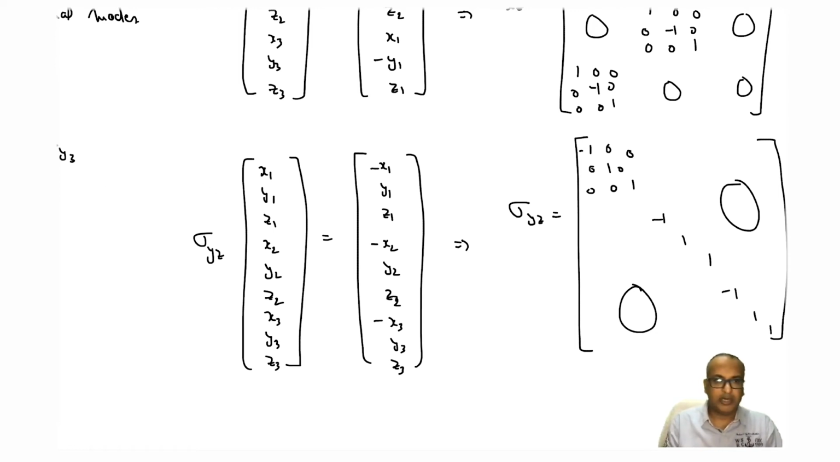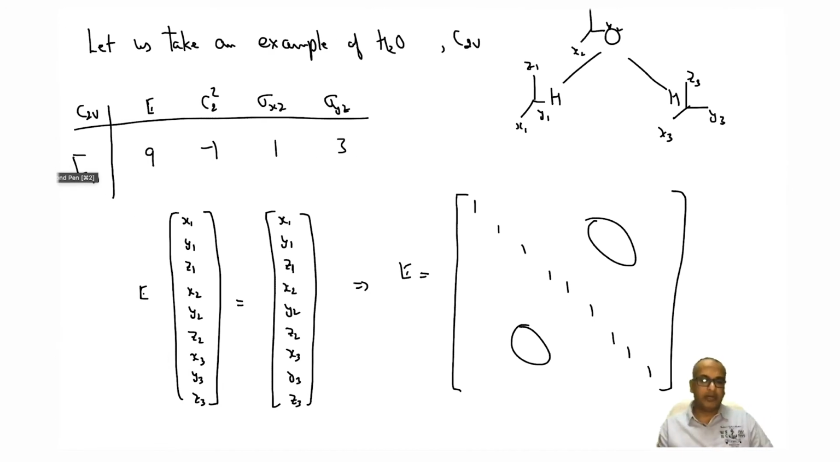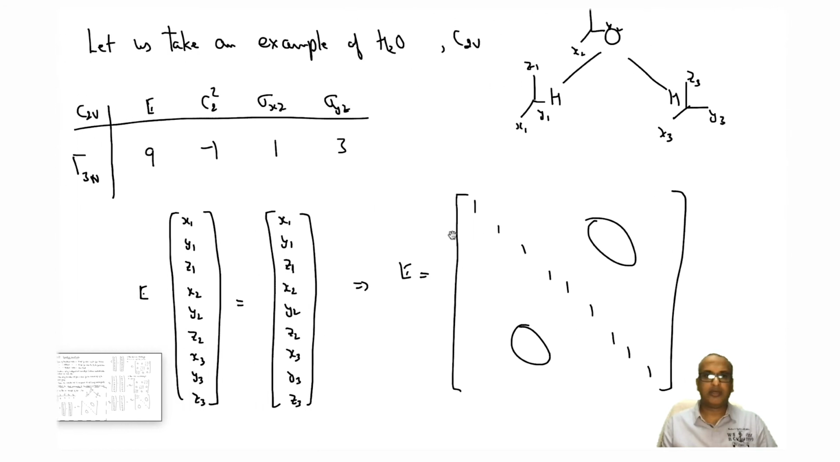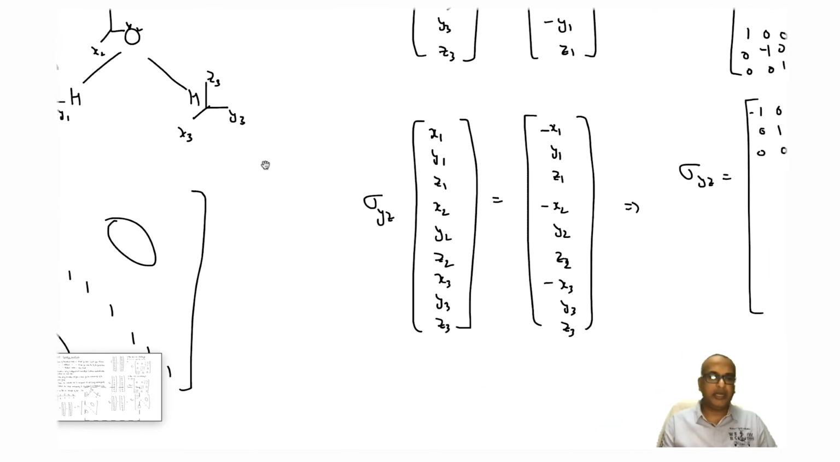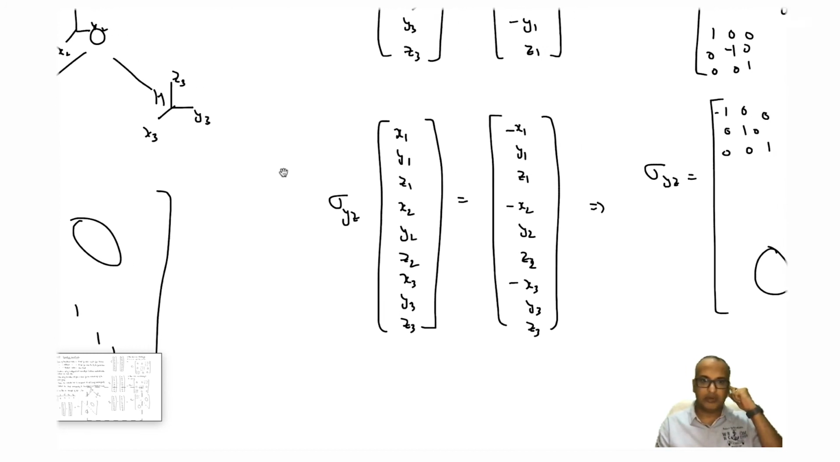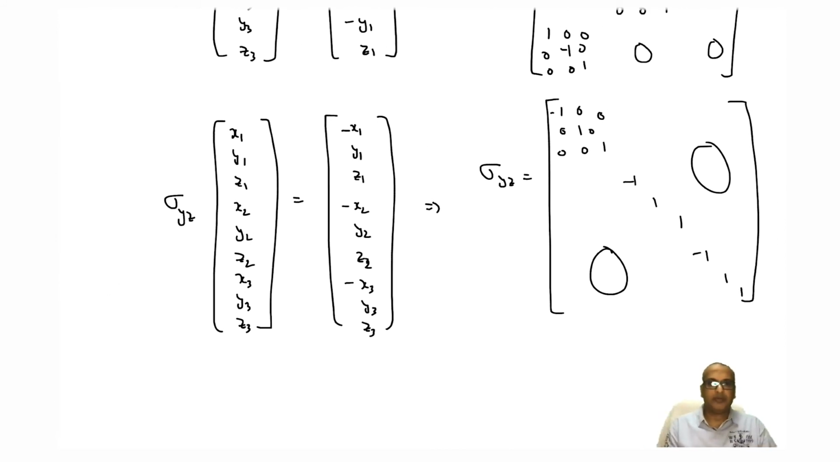So I will write down trace as plus 3. Now that you have determined the trace, you can easily reduce this, right? Reduce this 9, minus 1, 1, 3. But before we actually do that, let us see an easier way to do this calculation, finding the tau 3n, right?